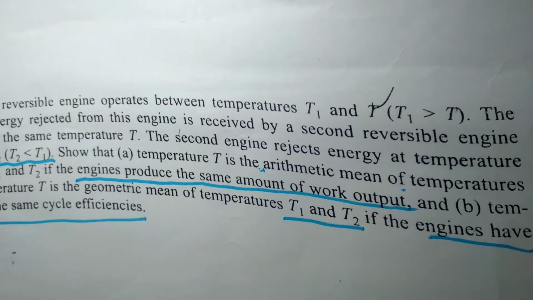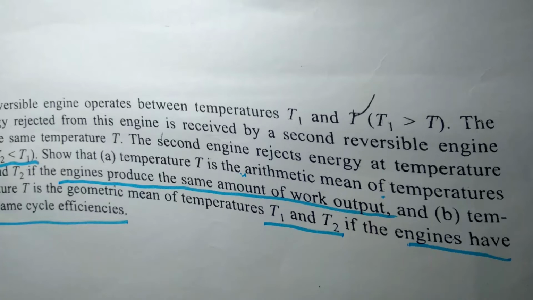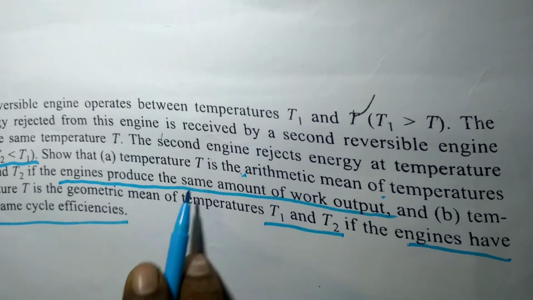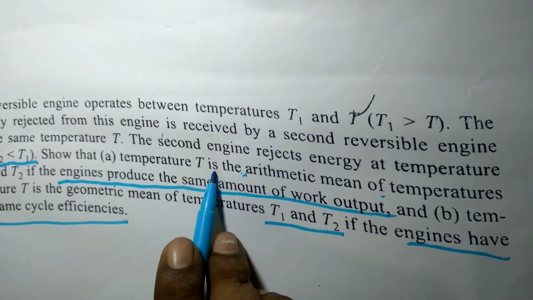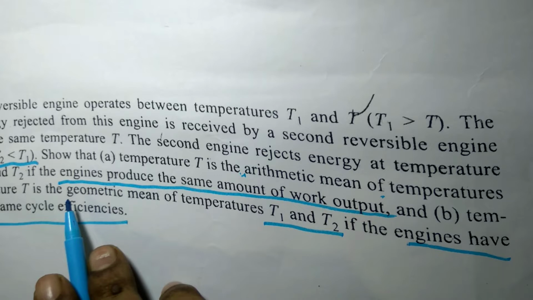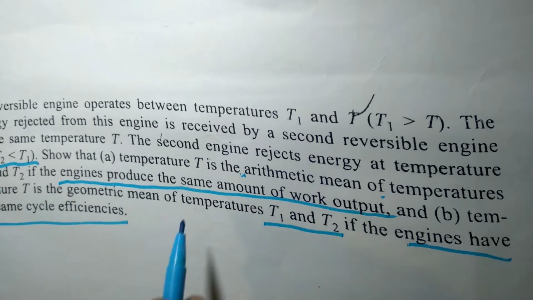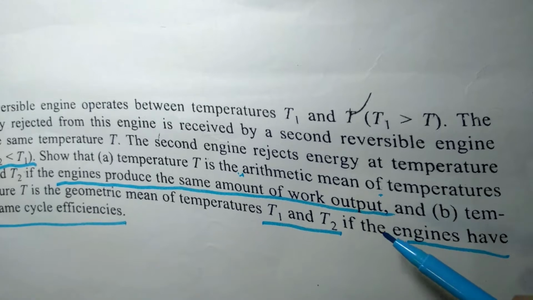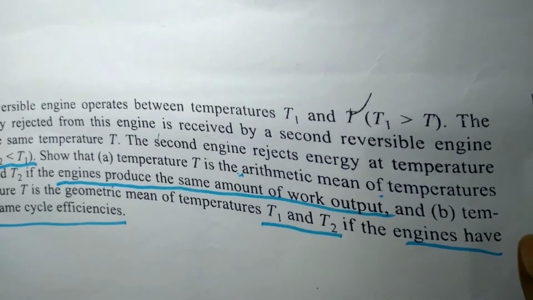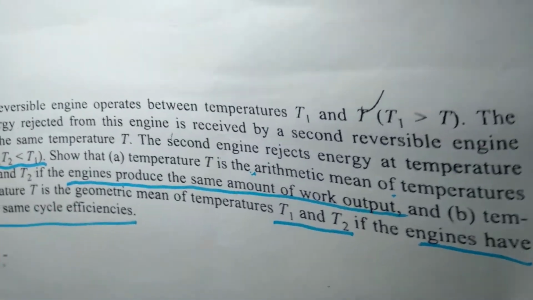same cycle efficiencies. When this happens, we say that two reversible Carnot heat engines are operating in series. The first bit we are to prove is that the intermediate temperature T is the arithmetic mean of temperatures T1 and T2 if the engines produce the same amount of work output. And if the efficiencies of the two engines in series are the same, then temperature T is the geometric mean of T1 and T2.